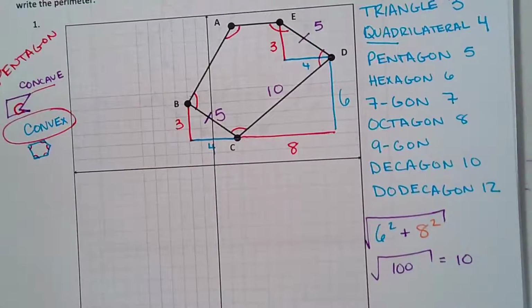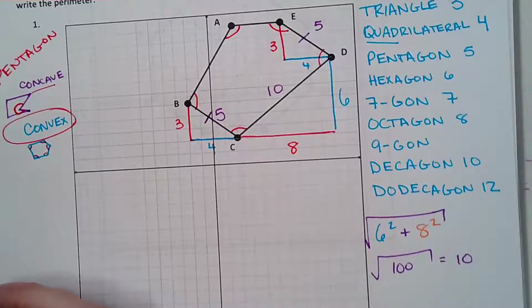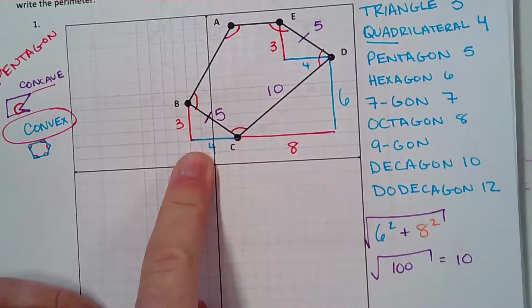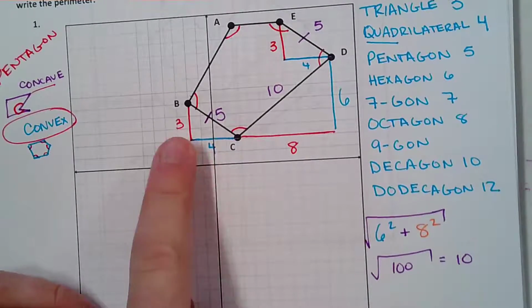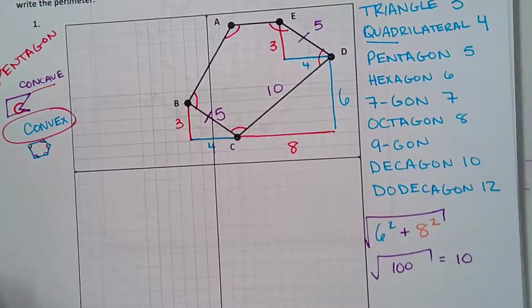There are other numbers you can use, like 12, 5, and 13 are another Pythagorean triple. And 12, 5, and 13 isn't just a bigger version of this. It's a different right triangle, right? There's no way to multiply them all to make them 12, 5, and 13.